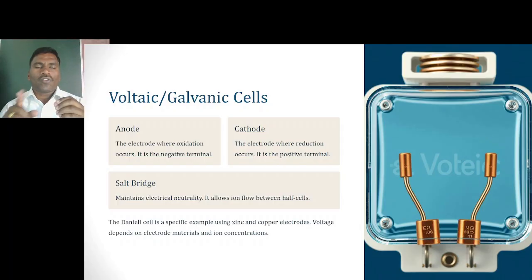When that zinc and copper is connected with the external electric source, the anode is connected to the negative terminal of the battery, and the cathode is connected to the positive terminal of the battery to form a complete cell. In the cathode, copper sulfate solution is in the beaker and a copper rod is dipped into it. When the two electrons are released from the zinc, they are transferred to the external EMF battery and reach the cathode.